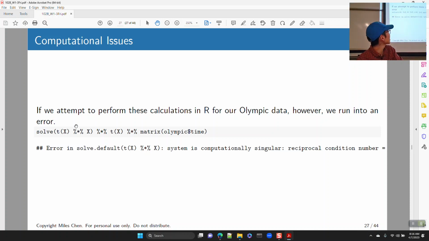Here my X has a column of ones, and the second column is 1896, 1900, 1904, and the third column is X squared, something like 3.6 million. When I ask R to do this, I get an error: error in solve X transpose X. System is computationally singular, reciprocal condition number equals this.